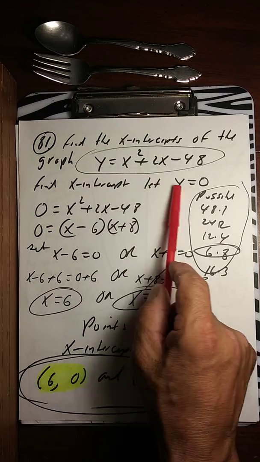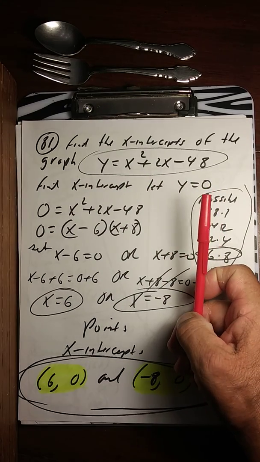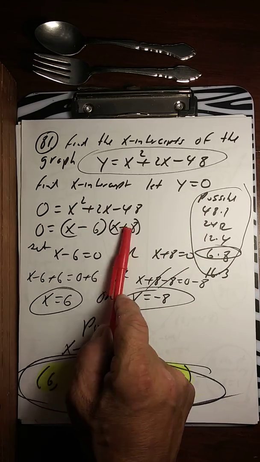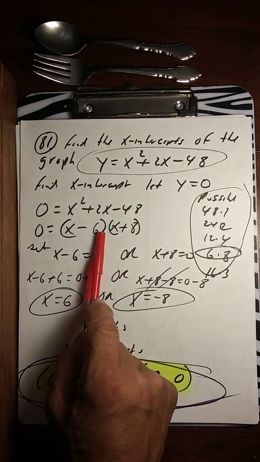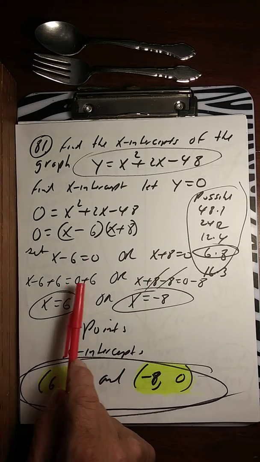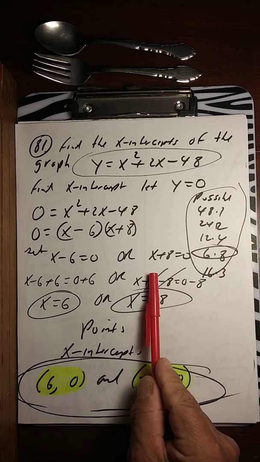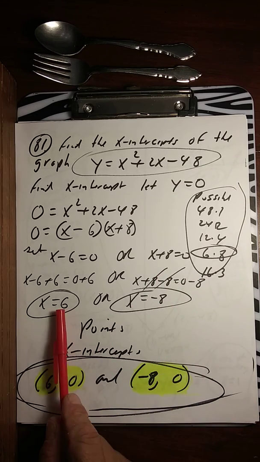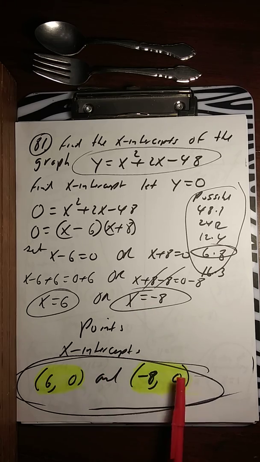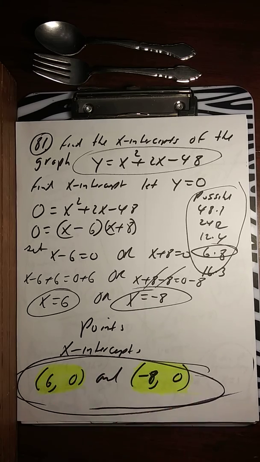Alright, this one. Find the x-intercepts of the graph. Find the x-intercept at y equals 0. So now put it in there. So we have 0 equals this. Factor this out. That times that is 48, and that minus that is 2. So x minus 6 equals 0, x plus 8 equals 0. Add 6, x is 6. Minus 8 is negative 8. So 6 and 0 is one point, and the other one is negative 8 and 0. So the x-intercepts are these two right here.